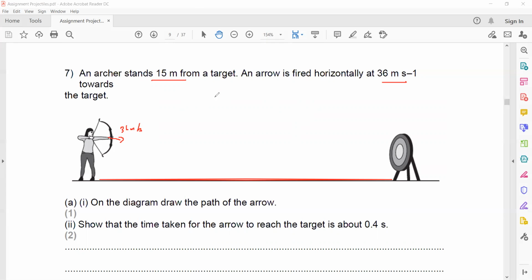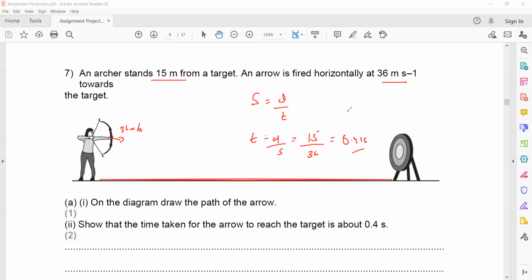So we can use the equation of motion. But before using it, we should know how much time it will take to hit the target. We have the formula, speed is equal to distance over time, so time is equal to distance divided by speed. Distance is given 15 and speed is 36. So 15 divided by 36 will be 0.41 seconds. This arrow will take 0.41 seconds to hit the target.